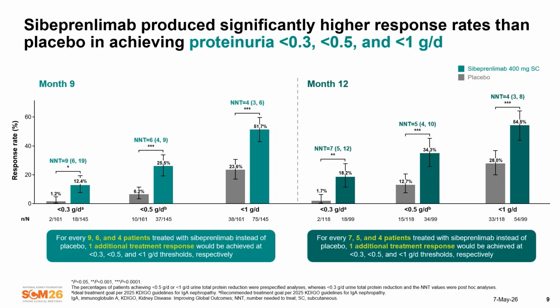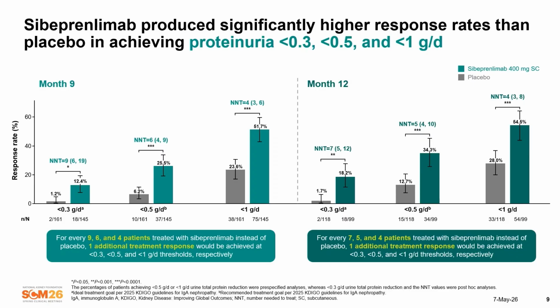But you can see that, of course, as you look for higher bars, the number of patients that are able to achieve that threshold, of course, goes down. But really, the number needed to treat is not too high. So you need 9 patients, 6 and 4 patients respectively, to get these thresholds of less than 0.3, less than 0.5, and less than 1 gram per day.